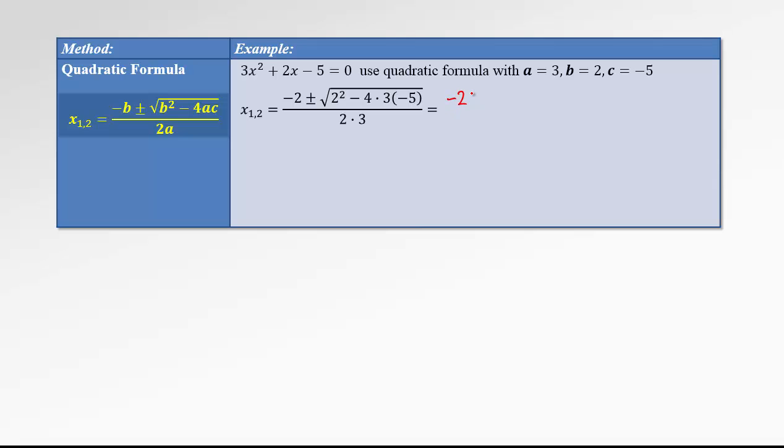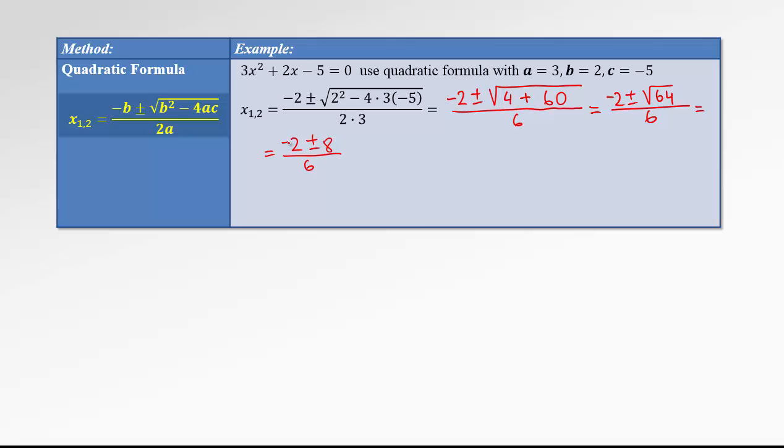So we have negative 2 plus minus square root of 2 squared, which is 4. These two negatives, when multiplied, give us a positive, and then 4 times 3 times 5, oh, that's 60, right? 20 times 3, it's 60, over, and here's 6. Okay, so we have negative 2 plus or minus root of 64 over 6 equals, we can simplify this root, so we end up with negative 2 plus minus 8 over 6.